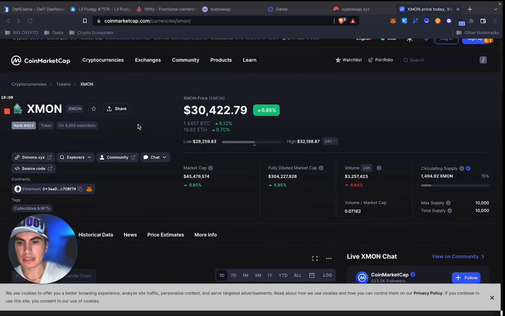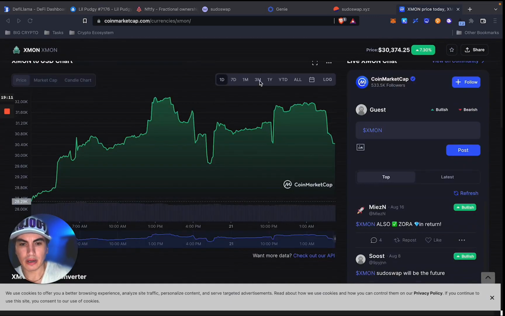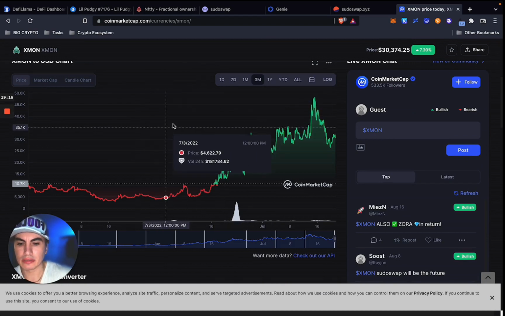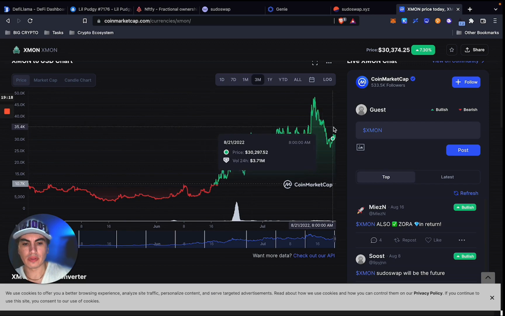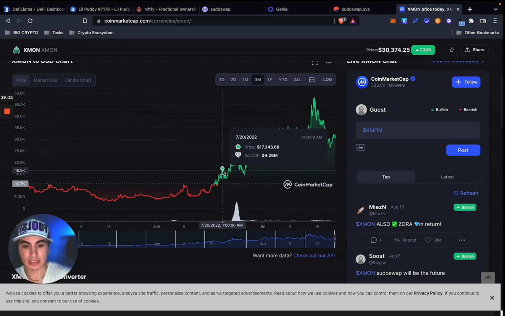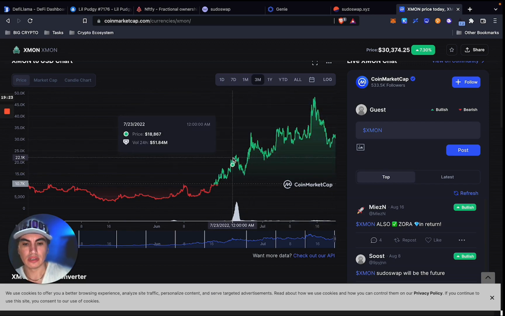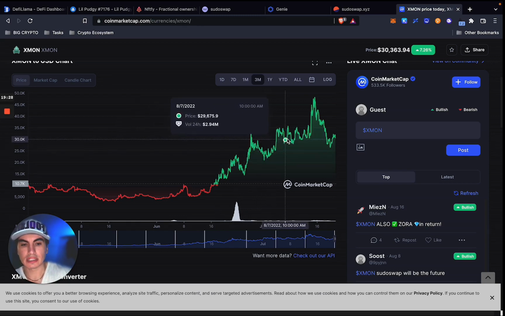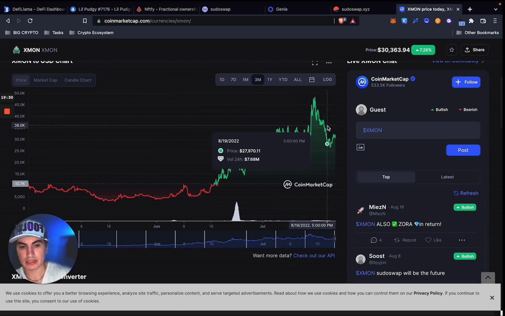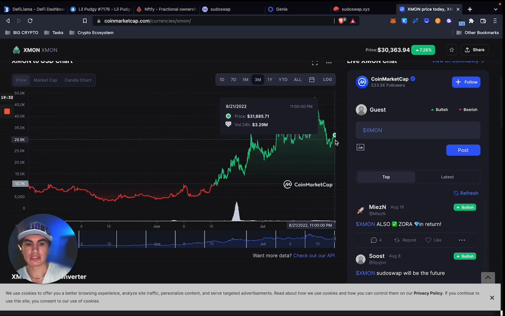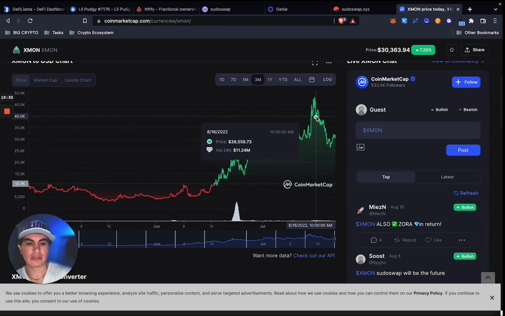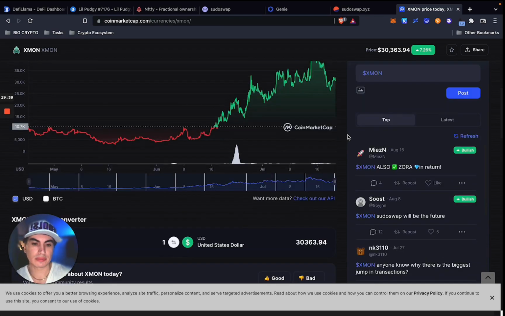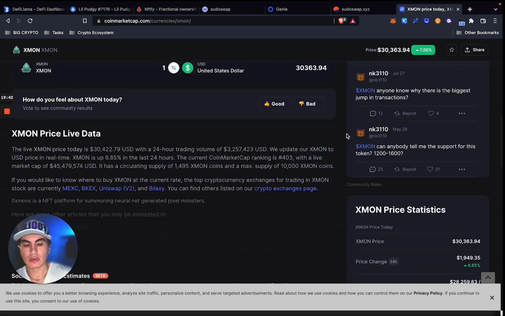And here is XMON on CoinMarketCap. If you zoom out, here's the price for XMON in the past couple of months. So this is in a bear market where we've had yearly lows, and then this project has continued to absolutely explode in price. And now we're seeing a bit of a correction. So if it starts correcting a little bit lower, it might be a good price point to have some exposure in this project. It is very low in total supply.